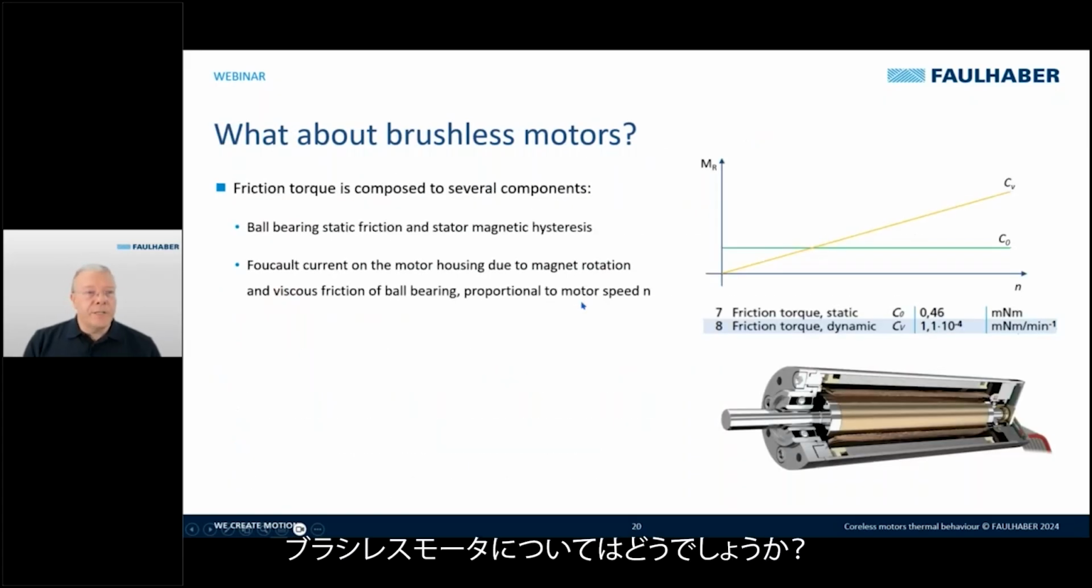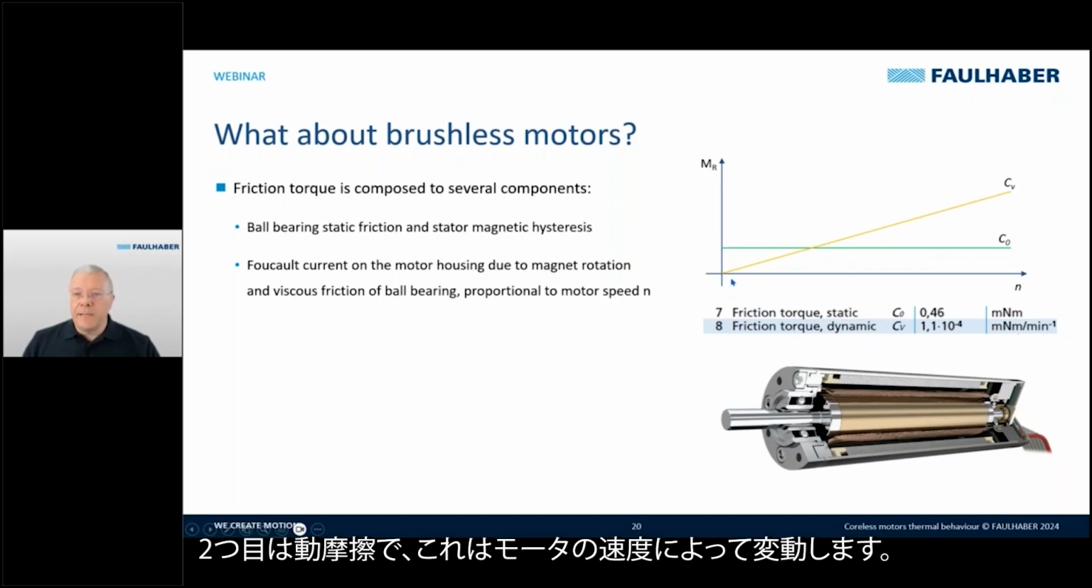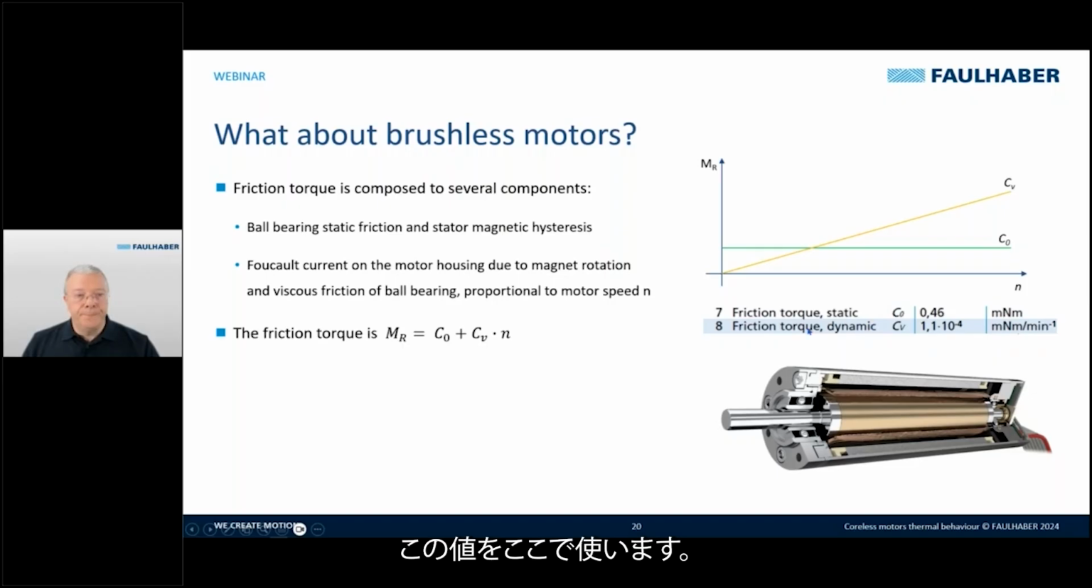What happens with a brushless motor? We have the friction torque. We have seen it before. We have a constant part, the static. The second one is the dynamic friction, depending on the motor speed. For high speed, this component is much more important than the constant static friction torque. This is the value. We can use this value here.